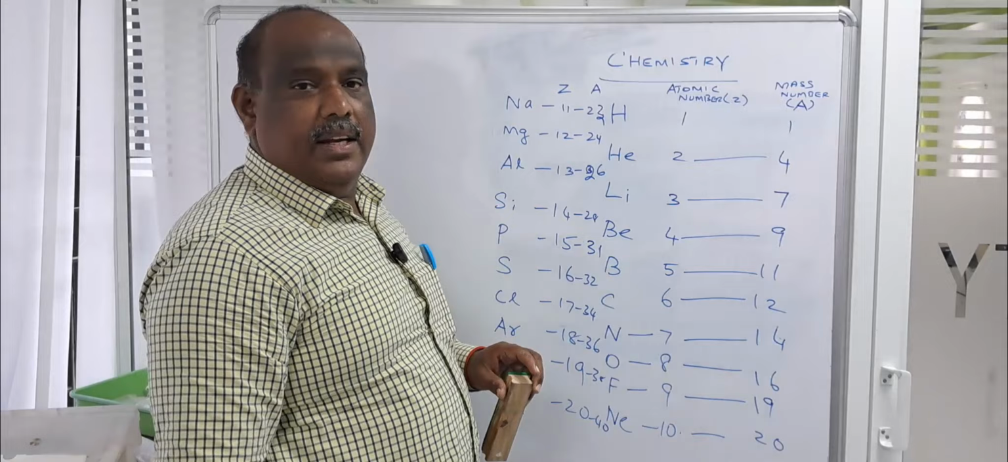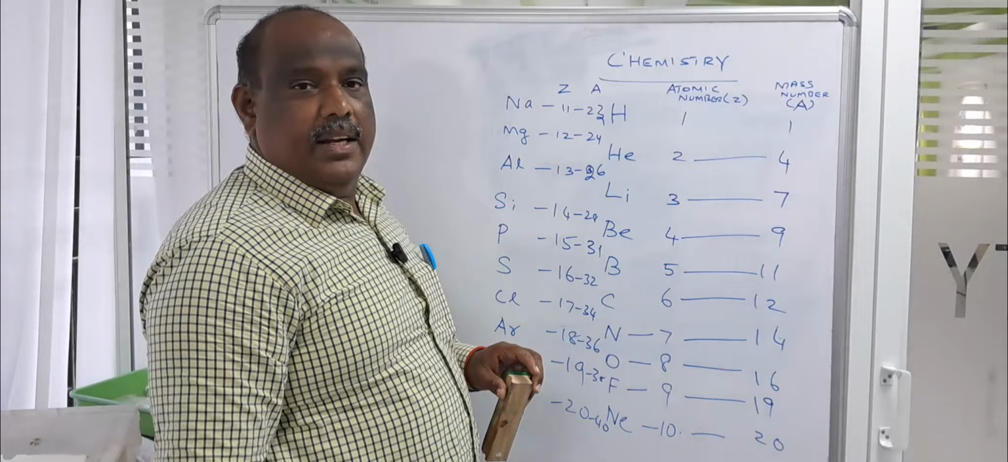But carbon is 12 only. For nitrogen it is 14. For oxygen it is 16. For fluorine it is not 18, it will be around 19. Sodium is not even 22, it is 23. So don't become tired or disturbed with the numbers. These are just numbers. You can learn them by heart and recall them.